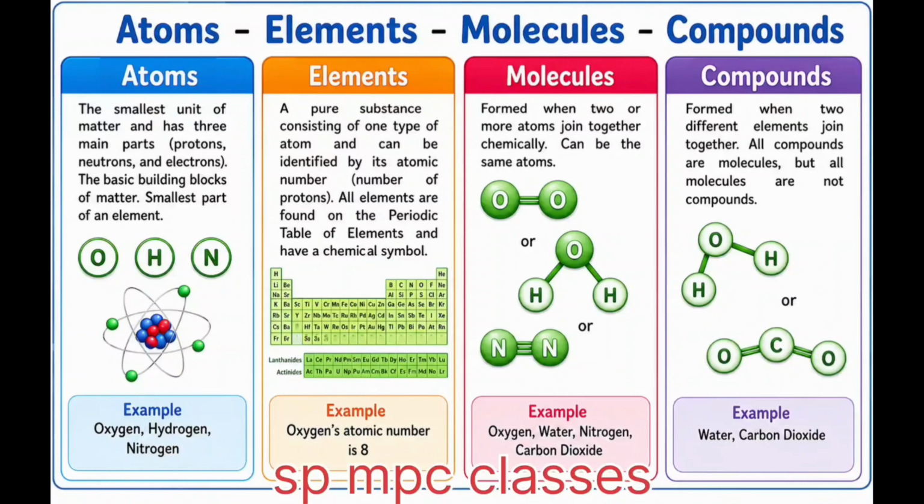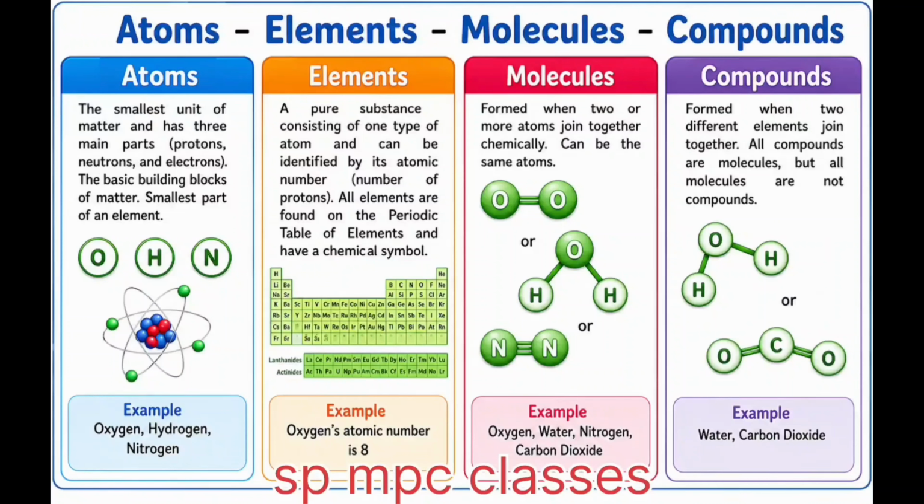Element is a pure substance containing only one type of particles, and it is identified by the atomic number. For example, hydrogen element, oxygen element, nitrogen element. Elements are present in the periodic table, and oxygen is one example, having atomic number 8. Now let us see about the molecule.